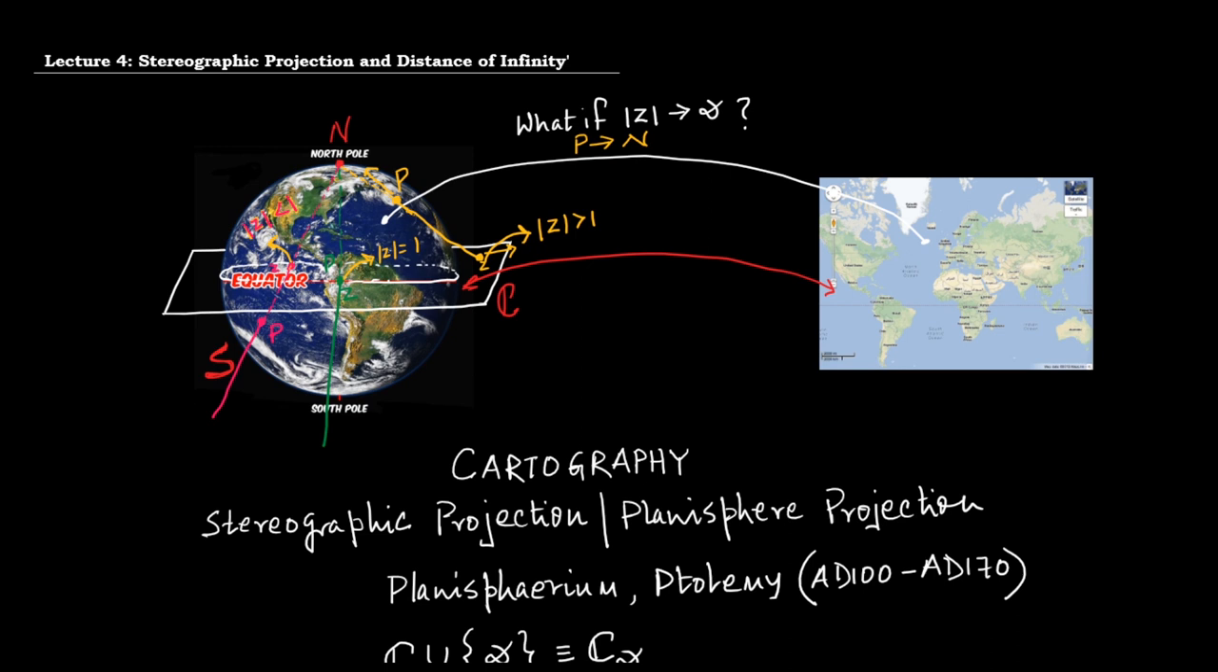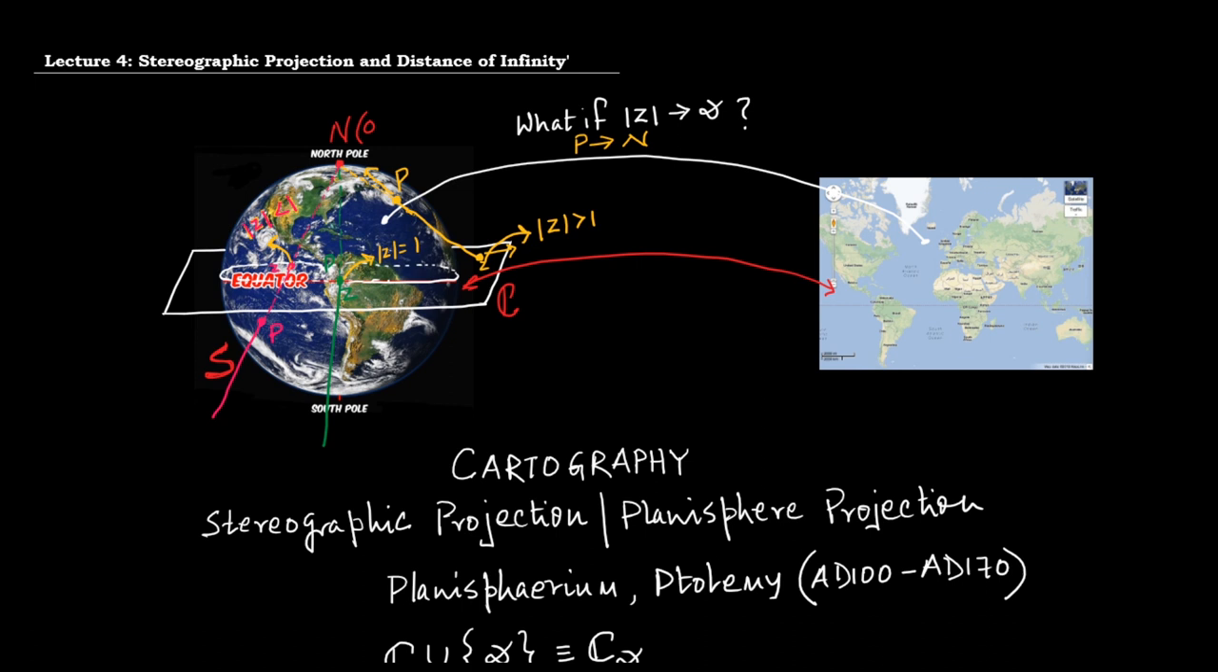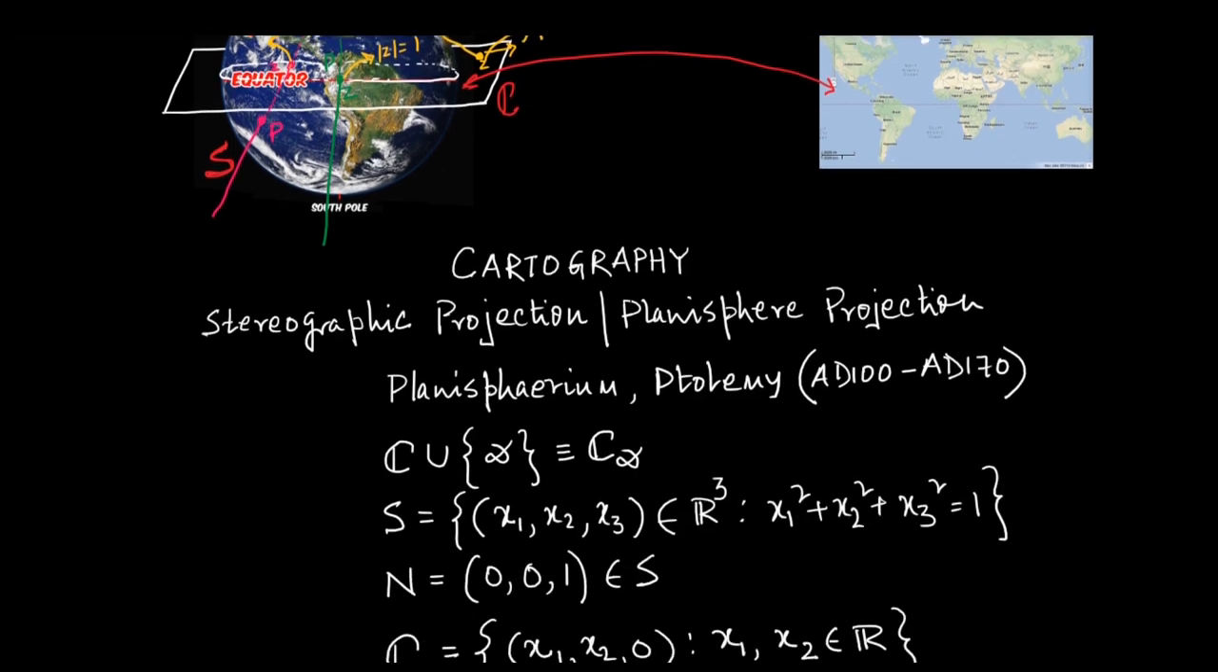That means this point N, which we have referred to as (0, 0, 1), actually corresponds to infinity. Now, where does infinity lie? Infinity does not lie in this complex plane. But as per our notation we have just discussed, infinity lies in the extended complex plane.